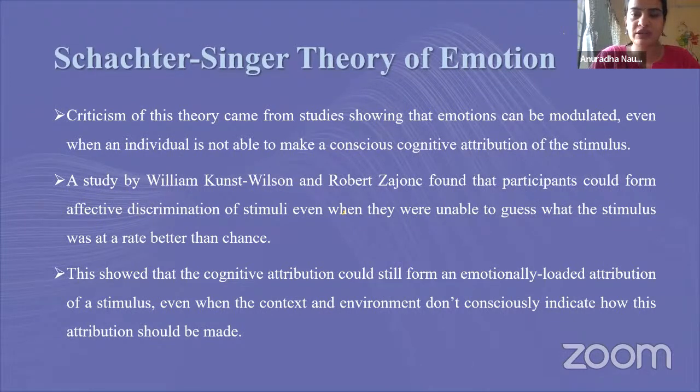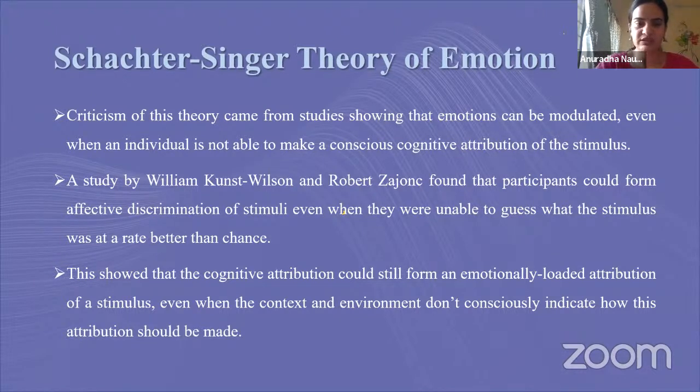Criticism of this theory came from studies showing that emotions can be modulated even when an individual is not able to make a conscious cognitive attribution of the stimulus. So for example, again, the example of the barking dog. What if I am frozen on the spot? What if I am not able to understand what I'm experiencing? I go numb, my hands are not working. I'm just stuck in the spot and I don't know what to do. Does that mean that I'm not experiencing emotion? No, it cannot mean that. Just because cognitive labeling is not there does not mean that emotion is not being experienced. Without cognitive labeling, also, emotions can be experienced.